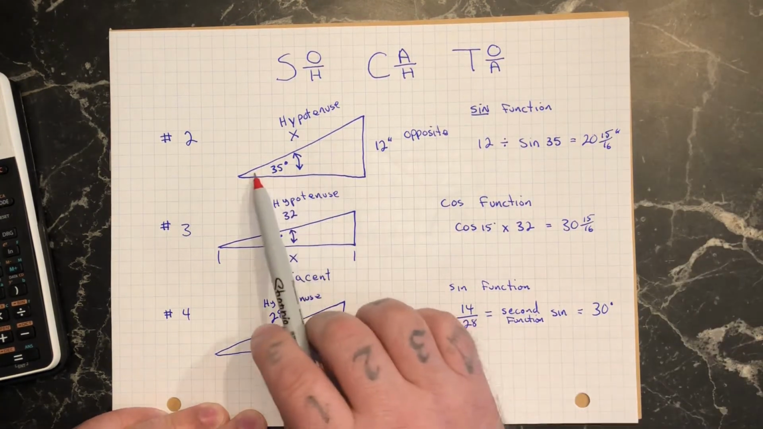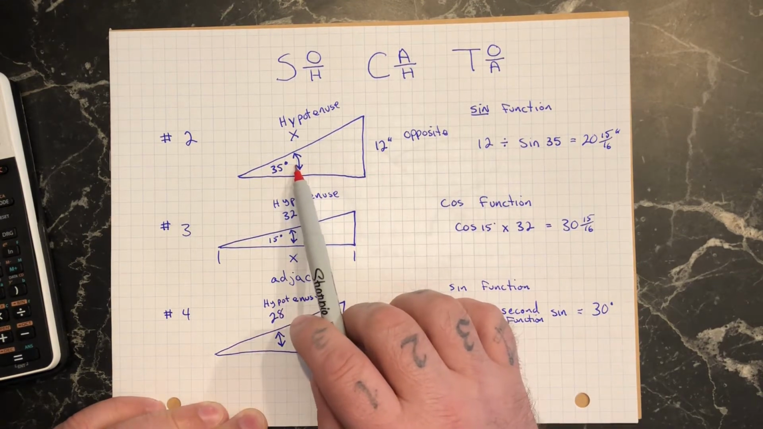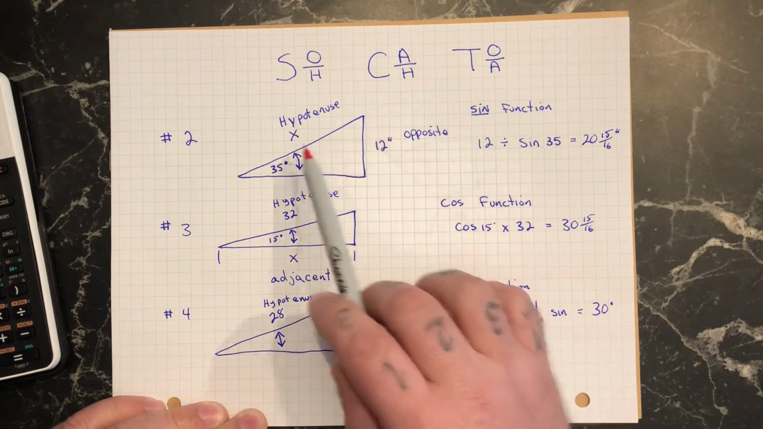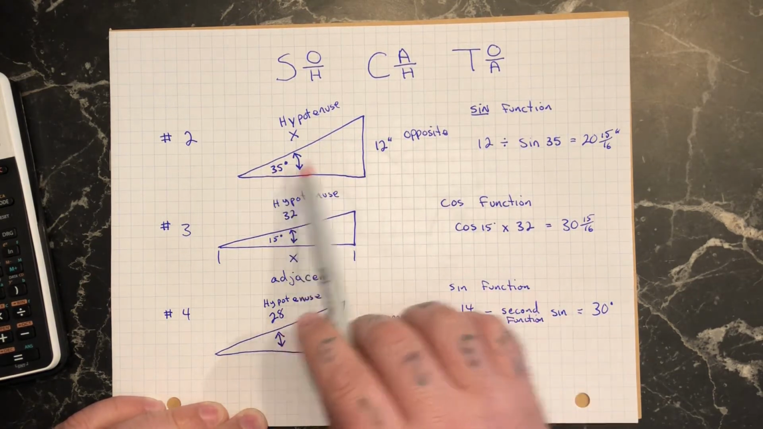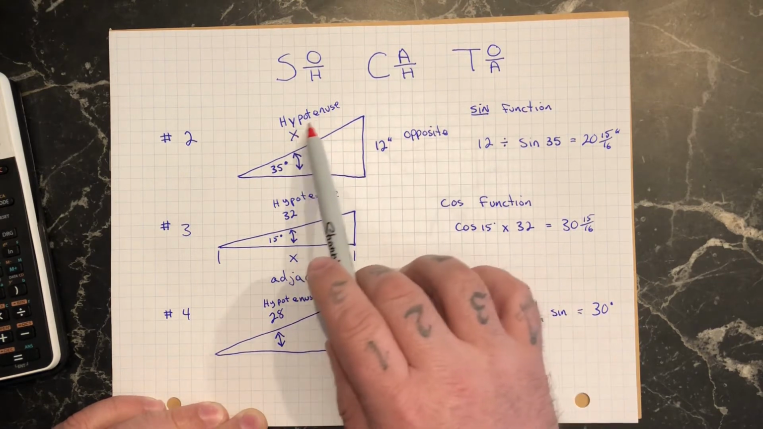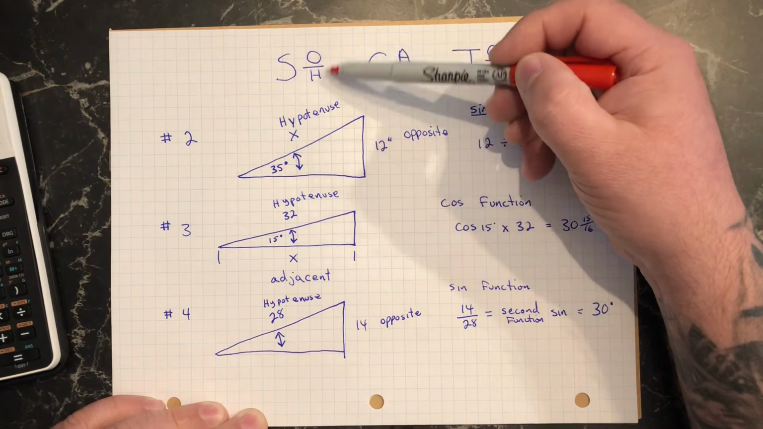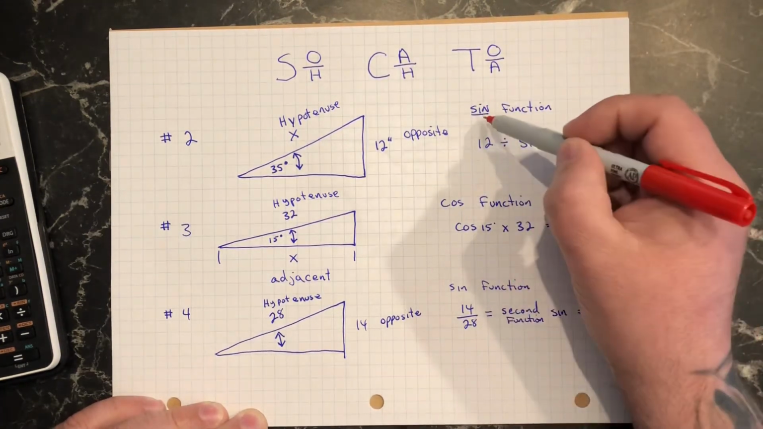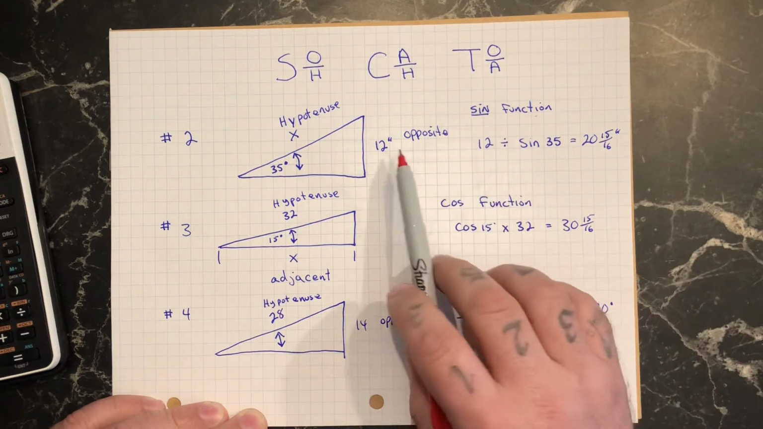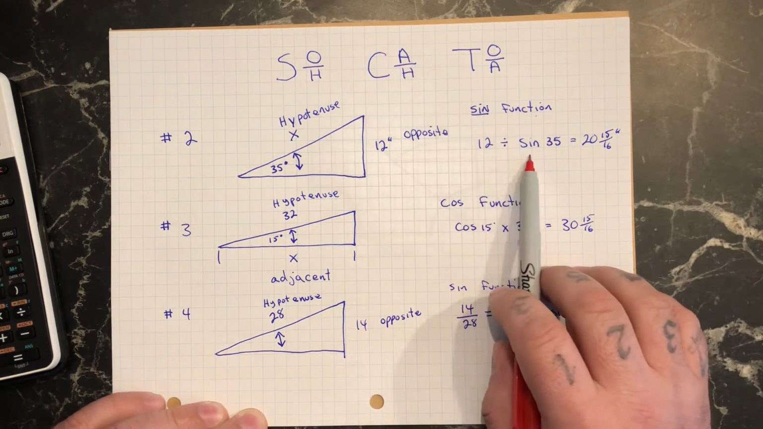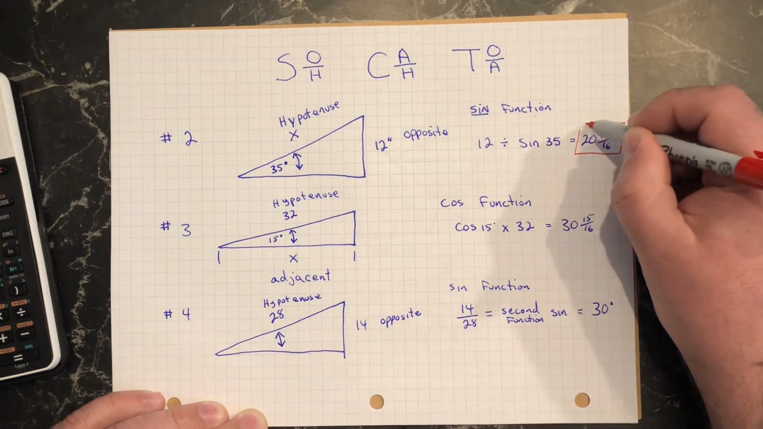Looking at this first triangle in question number 2, it's a 35-degree triangle. It has a 12-inch side, and it's looking for the hypotenuse. So we are dealing with the opposite of the angle and the hypotenuse, which is O and H. So O and H is going to be the sine function. This one is going to be 12 divided by sine 35, which gives you 20 and 5/16.